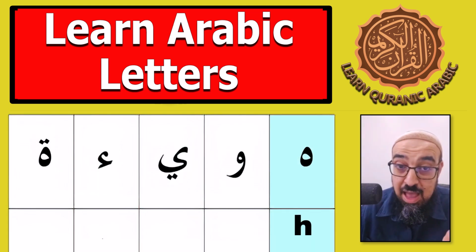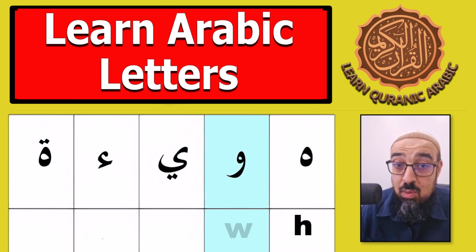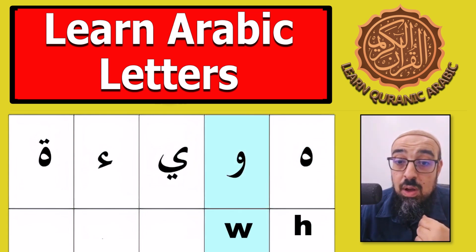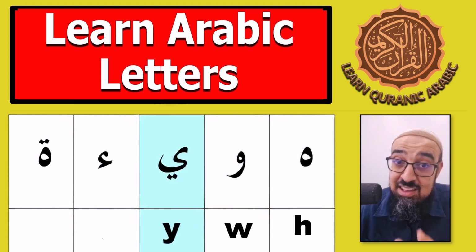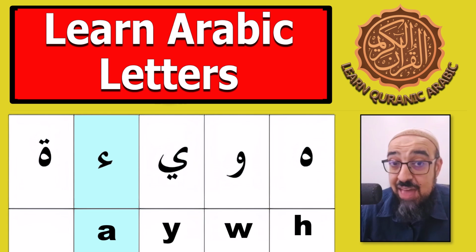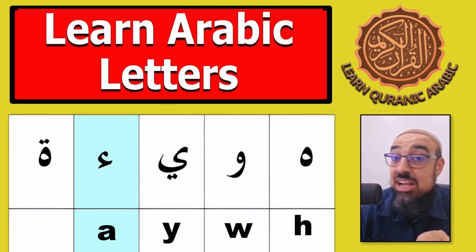The ha, and that's just the H sound. Ha. Then we get to the waw, which is just w. The ya, that's the yeah sound. And we'll learn all these in more detail, obviously. Then comes the hamza, and that actually has the a sound, like the alif.